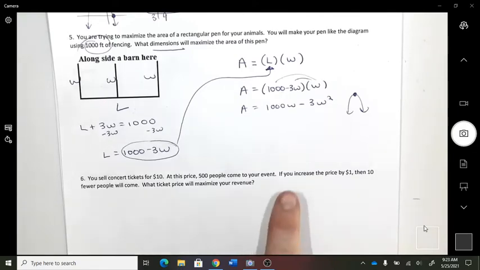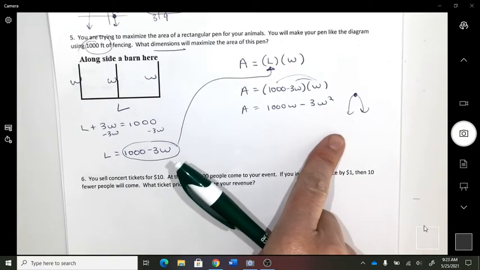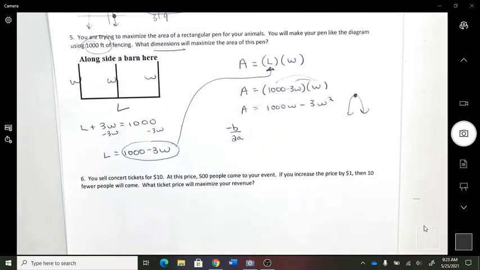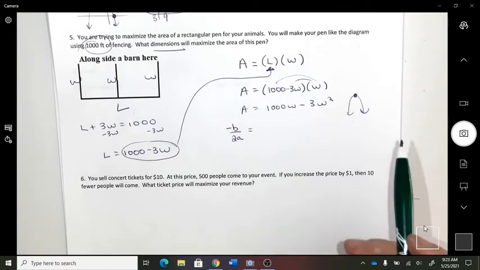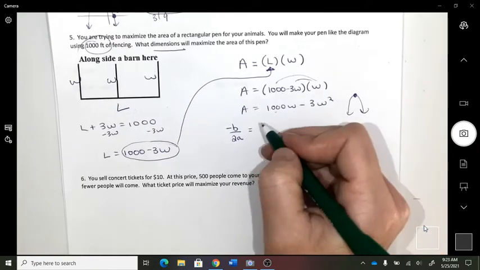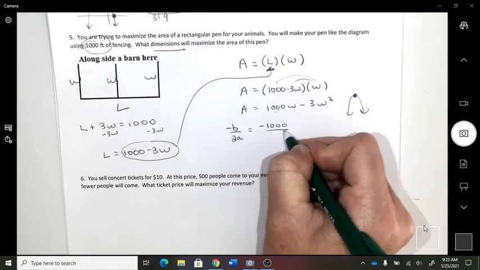How do you get the vertex in this form? You need to start with the -b over 2a formula, right? The x of the vertex. Okay, what is the b number though? Yeah, this is the b because it's with the w. This is the a because it's with the w squared. So -1,000.